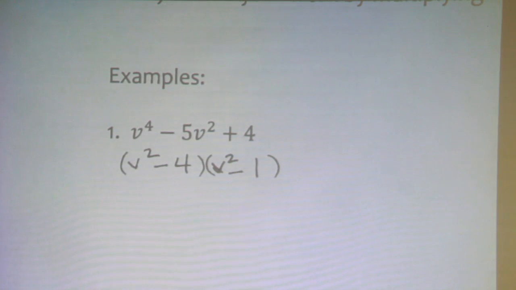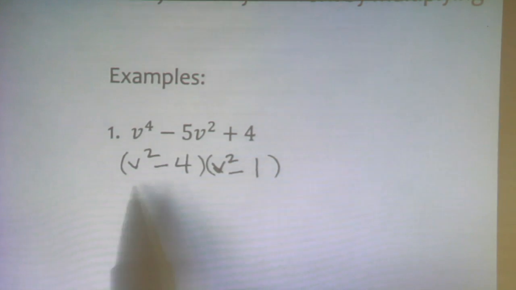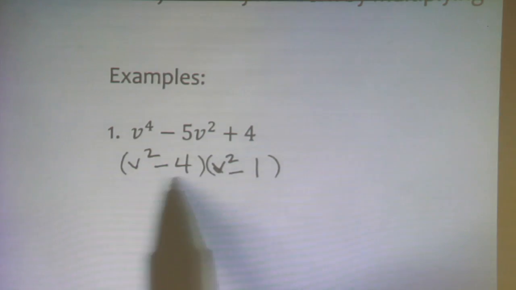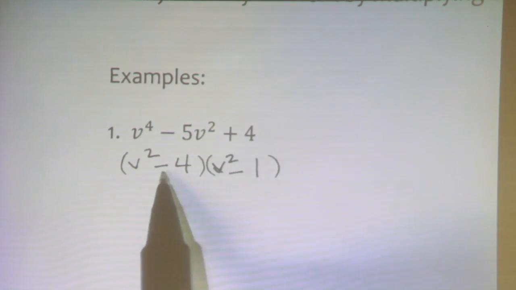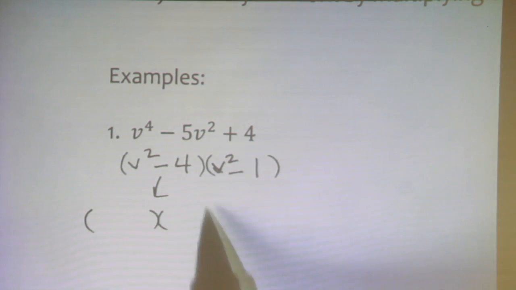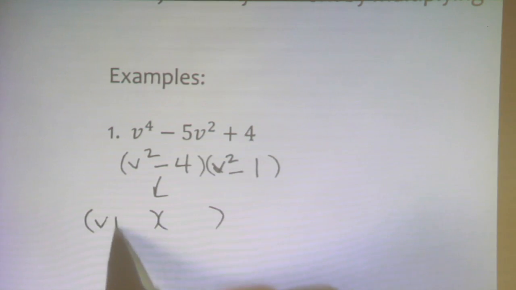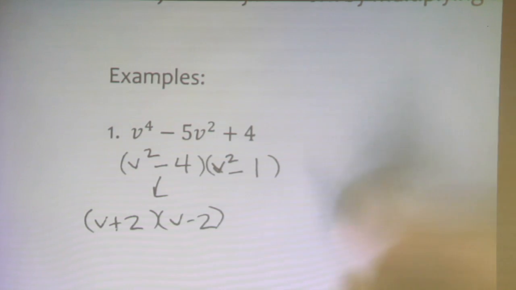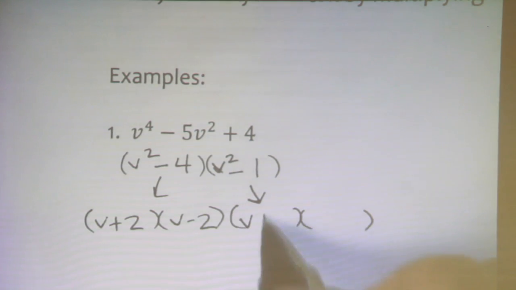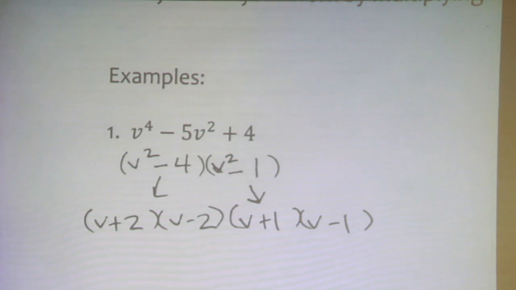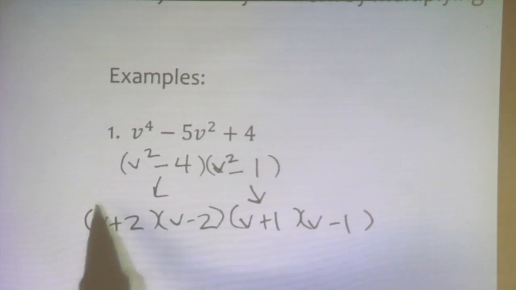At this point, we look and see, are we done? Looking at each individual set of parentheses, I have 2 cases of DOTS, difference of 2 squares, 2 perfect squares being subtracted in each case. So this set of parentheses breaks down again into DOTS, v plus 2 and v minus 2, and this set of parentheses breaks up again into v plus 1, v minus 1. I now have all sets of parentheses prime. They have nothing in common. There are no special cases. I am done.